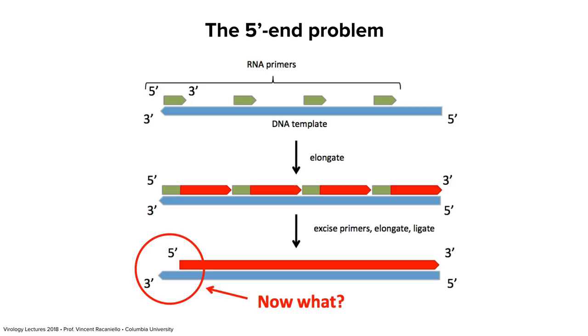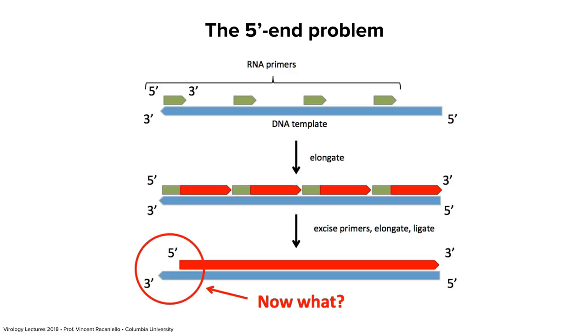And you can do that because at the 5' end, it would be the primer, which is the previous strand that's been made. So you don't need to make another RNA primer. Then you ligate them together, but the problem is all the way at the end, you can't fill it in because there's no primer. And so that's the 5' end problem.